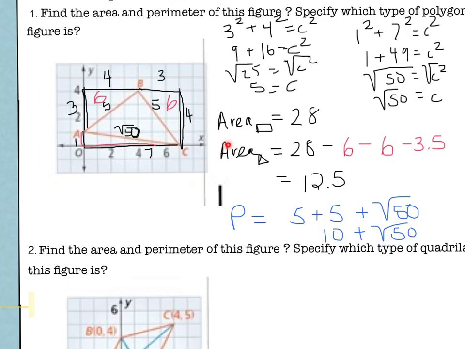So we've got our area, we've got our perimeter. Now we just need to specify the type of polygon this is. And that simply is going to be, well, we've got 2 sides that are congruent in a triangle. We know this has to be an isosceles triangle.